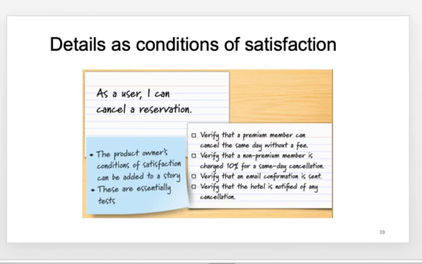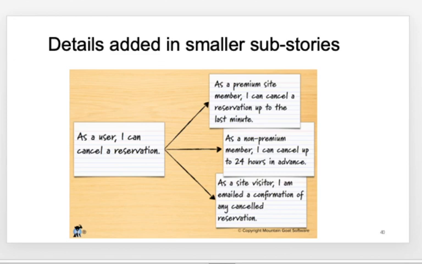So details as conditions of satisfaction. You can write: verify that a premium member can cancel the same day without a fee. A non-premium member can be charged about 10% for the same day cancellation, and so on and so forth. These are some samples. You can write more as well. So details added in smaller sub-stories is what I want to probably drive in here.